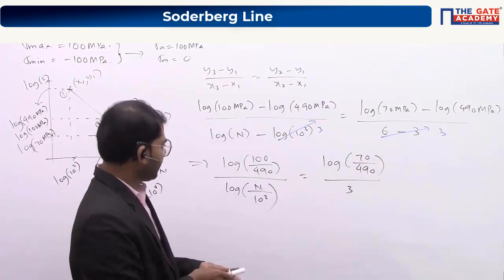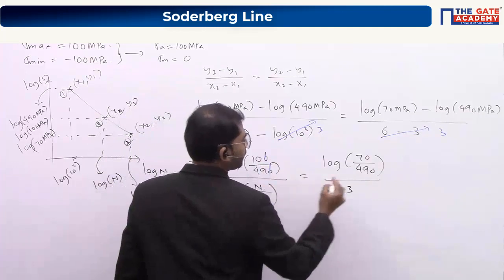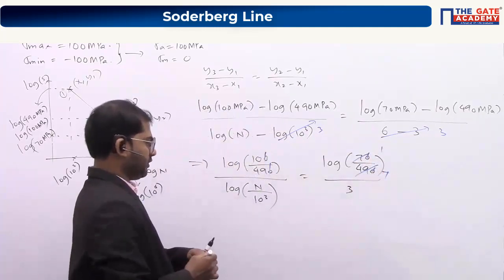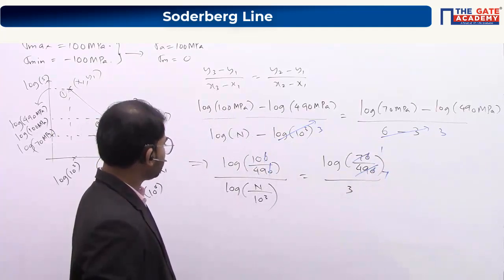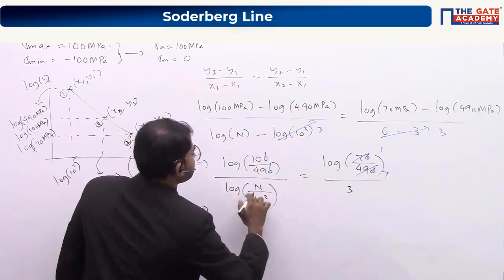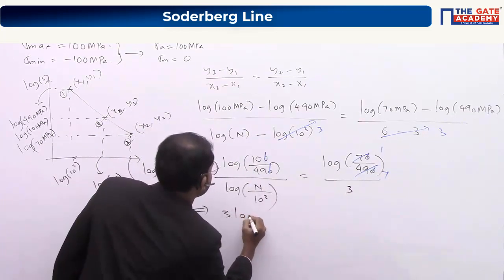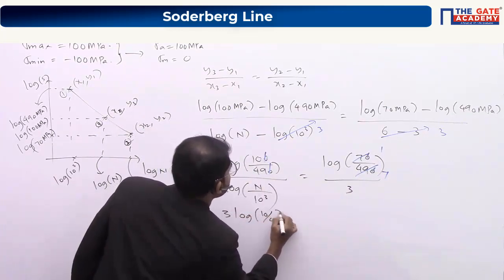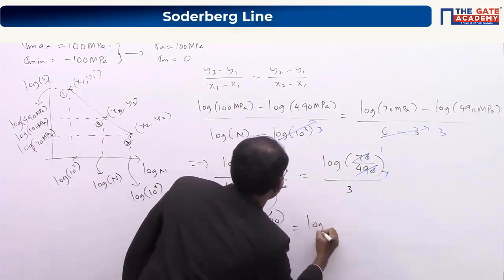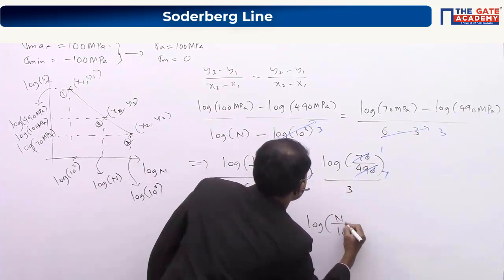So here, if you put, this is log of 100 by 490 by 3 here. Understood? If you do the simplification, the zeros will go. 7 ones are 7, 7 sevens are 49. So log of 1 by 7. Understood? So all you have to do is the calculation. You take this thing to that side. So 3 log of 10 by 40, whole by log of 1 by 7, is equal to log of n by 10 power of 3.